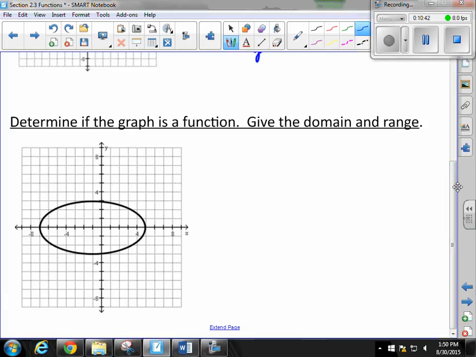Determine if the graph is a function, and give the domain and range. The vertical line test will tell me whether or not this is a function. There is at least one vertical line that I can draw that will intersect that graph in 2 places. If it intersects more than once, it is not a function.